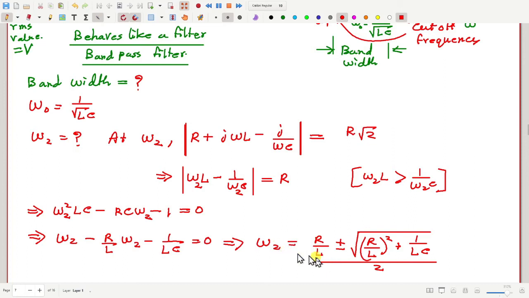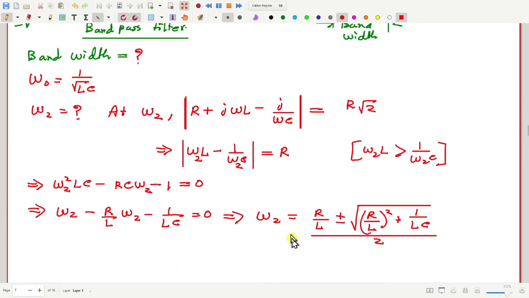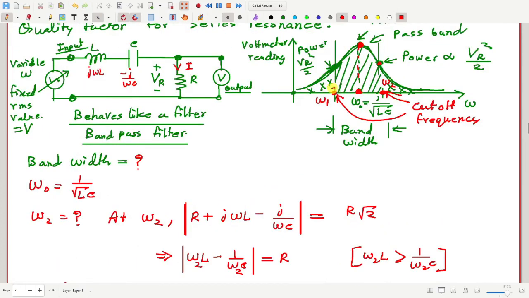So we have two possible values of omega 2, but are both the plus and minus signs possible here? What will happen if we consider the minus sign? Then the value of omega 2 will be negative. So that's not possible because we are considering positive frequencies. Therefore, this minus sign is not allowed here. So that is the value of omega 2. Now let us find out the value of omega 1. How can we do that? Any idea?